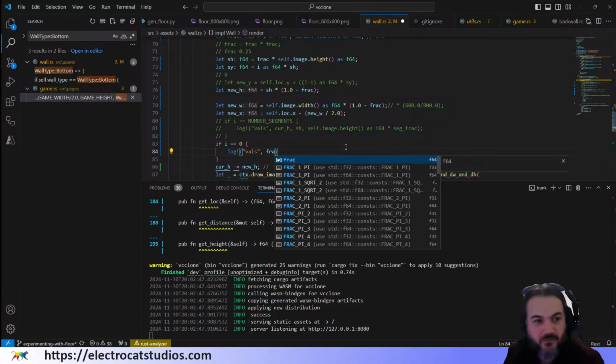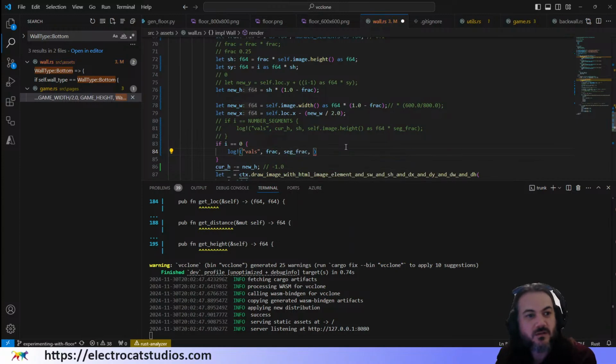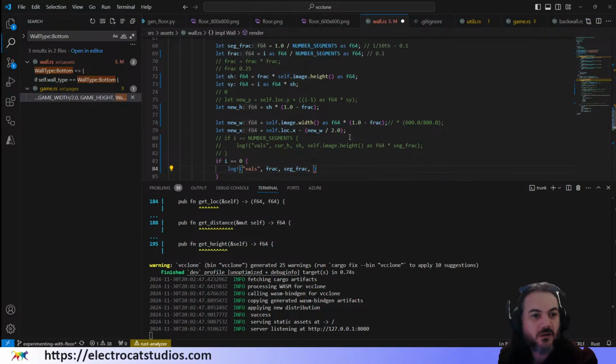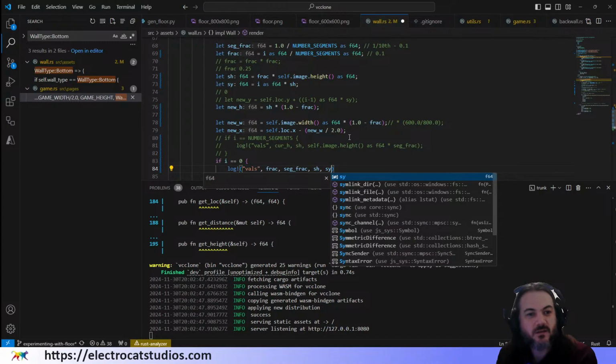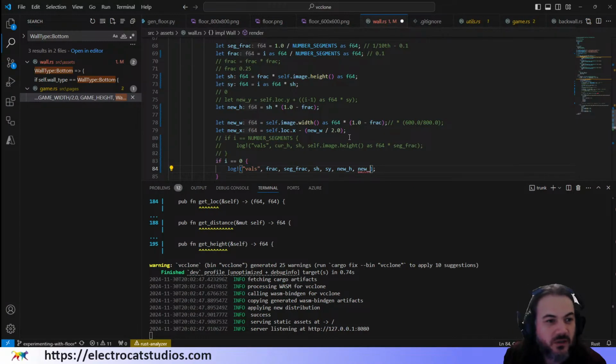So I want to know the fraction, segment fraction, start height, start y. Yeah, let's do new height, new y. No, it's not called new height, it's called new W and new X. Okay.